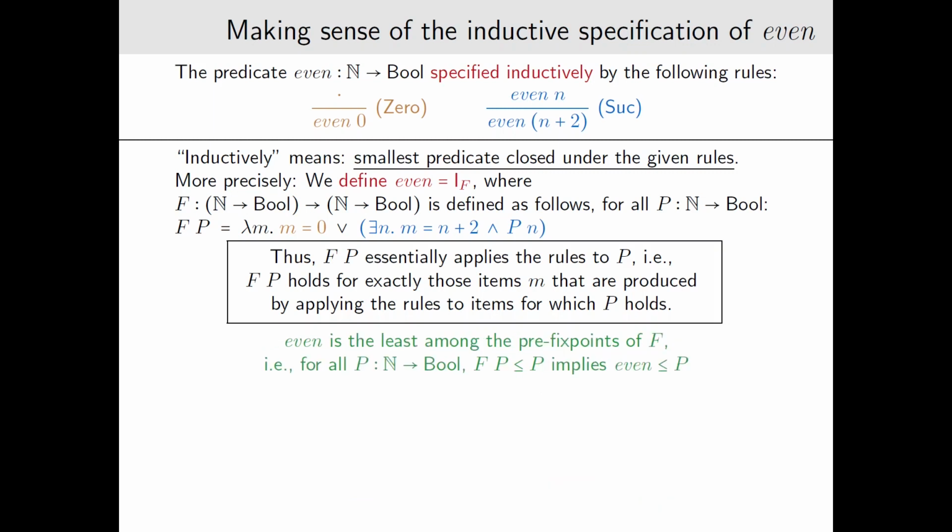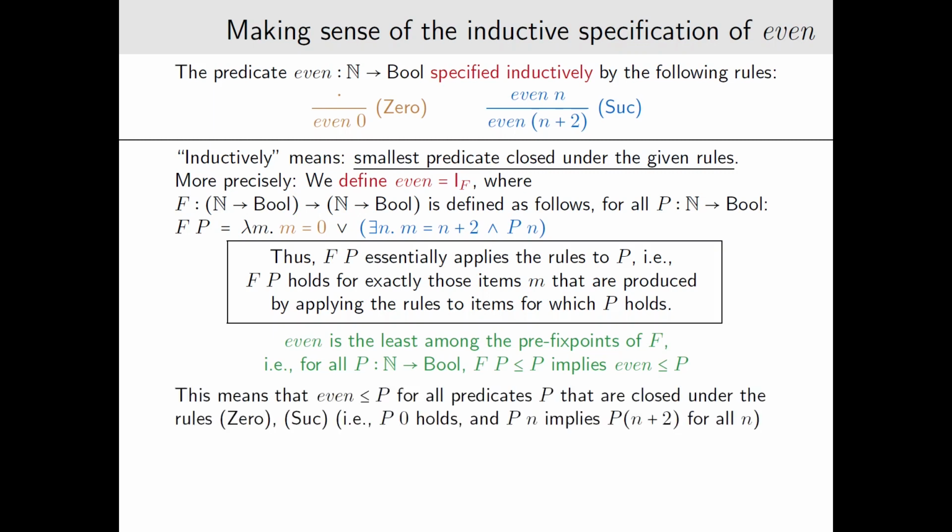Finally, and crucially, even is the least among the prefix points of f. Again, it's important that it's the least among the prefix points, not the least among the fixed points, which is also true. So what this means is that for all other predicates, if those predicates are prefix points, then even is smaller than them, right? So let's expand what this means.